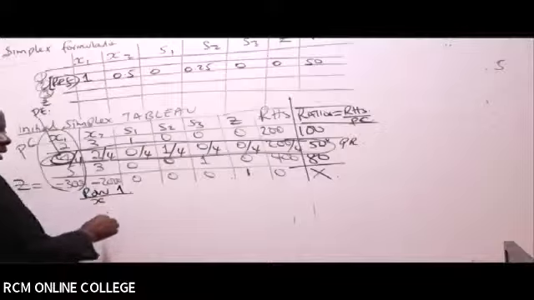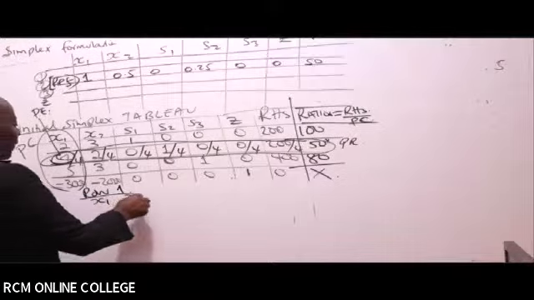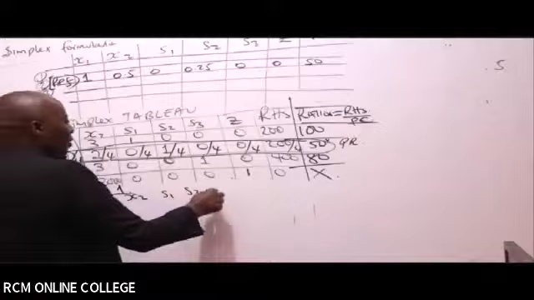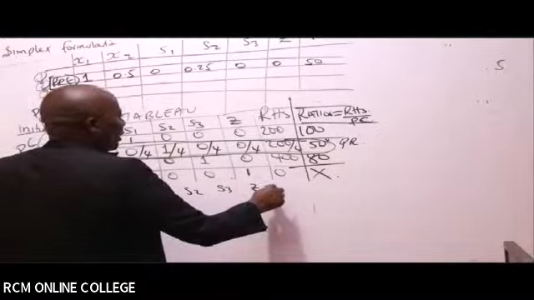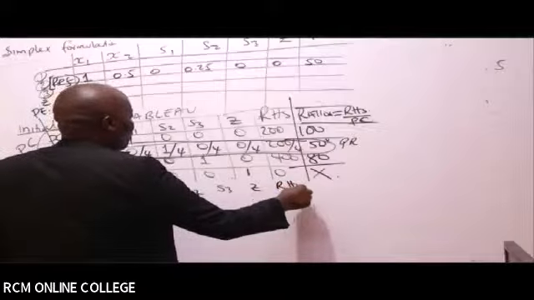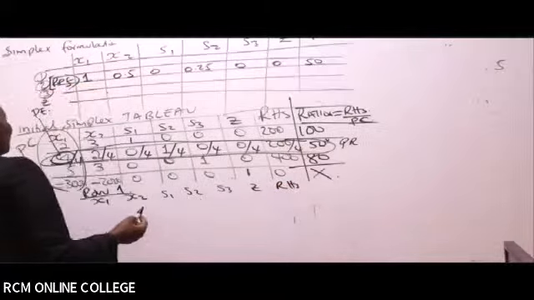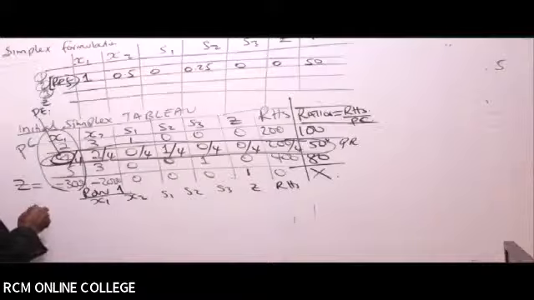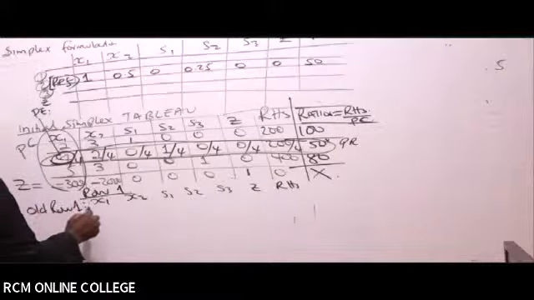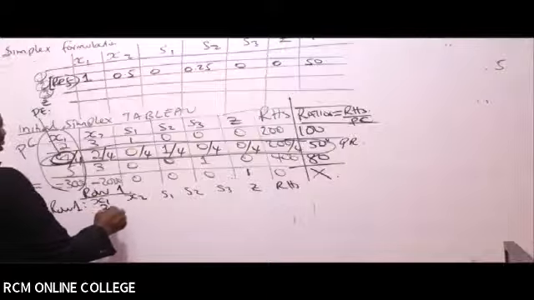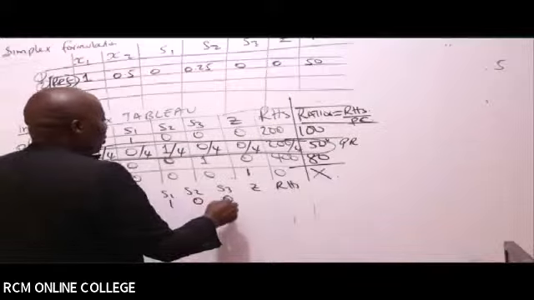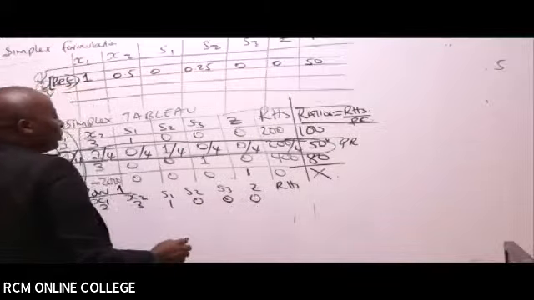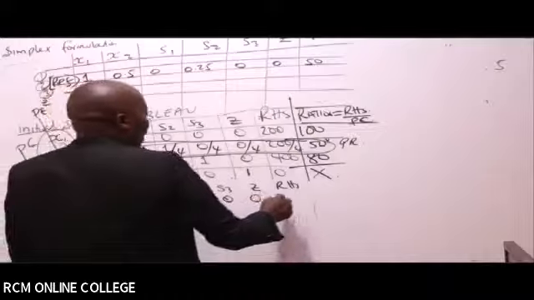So of course we have here x1, x2, s1, s2, s3. Then we have z if you wish, and then the right hand side. If you wish, you can write them. So you take the old row 1. What do we have here? We have 2, 3, 1, 0, 0, 0. And then we have 200.